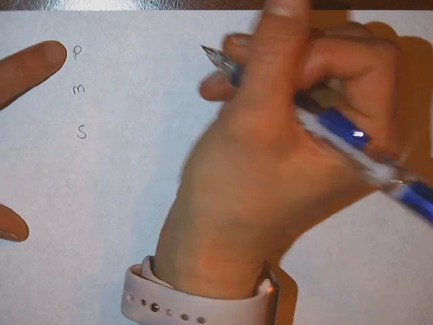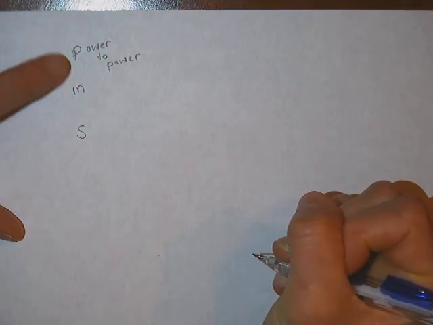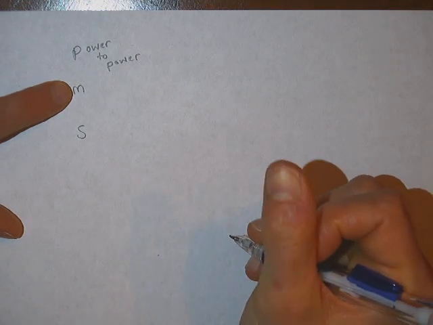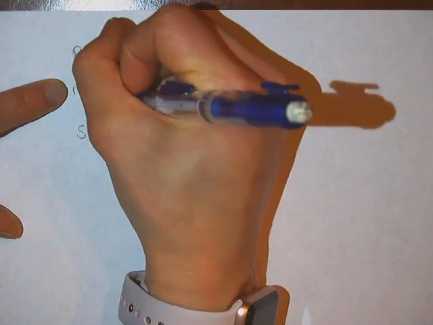So the P in the math world stands for power to a power. So this is actually the first thing you want to do when simplifying harder problems. The next part, the M, stands for move negative exponents, or the ones that have negative exponents with them.